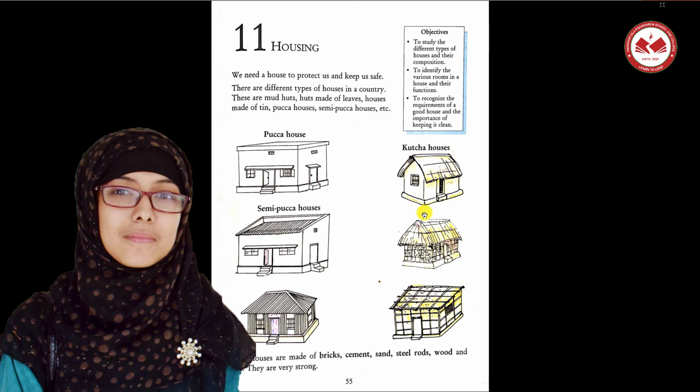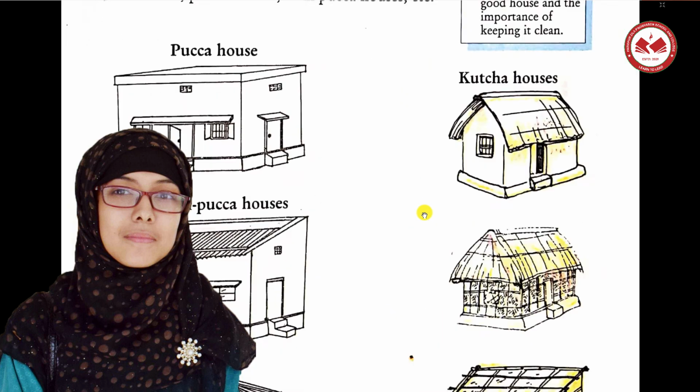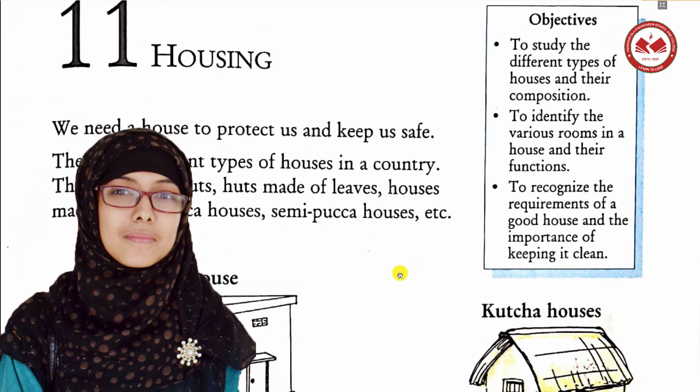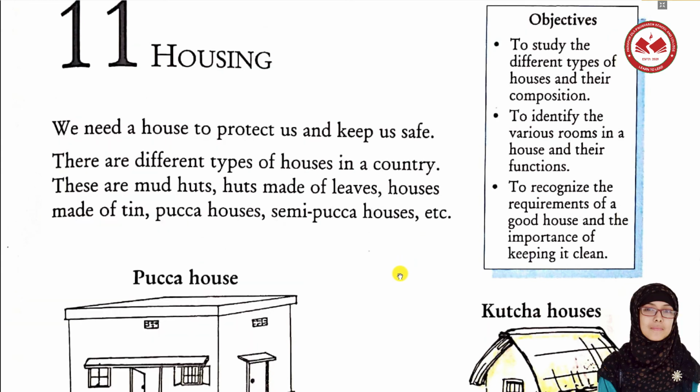So the title of our chapter is Housing. We basically know that this chapter will let us know about different types of houses and the different information about houses. Okay, so let's begin. We need a house to protect us and keep us safe. Obviously we need a house for keeping us safe and protecting us. There are different types of houses in a country.